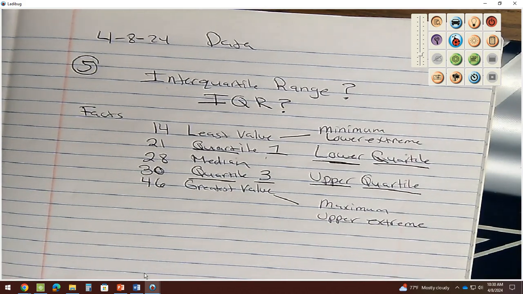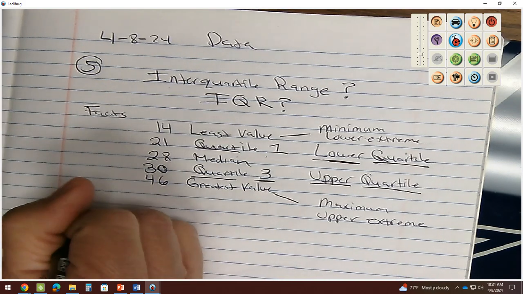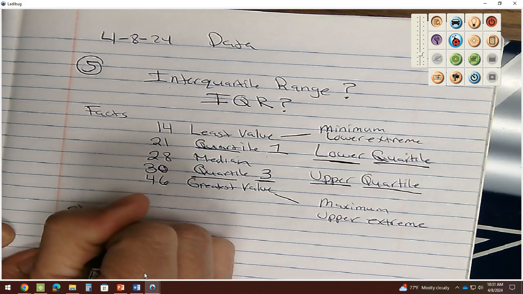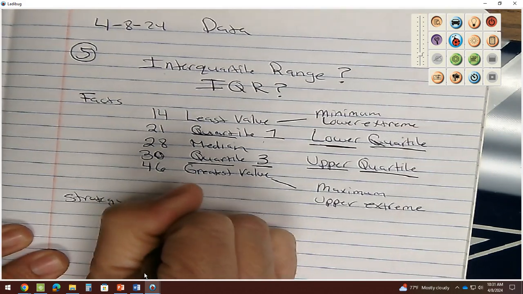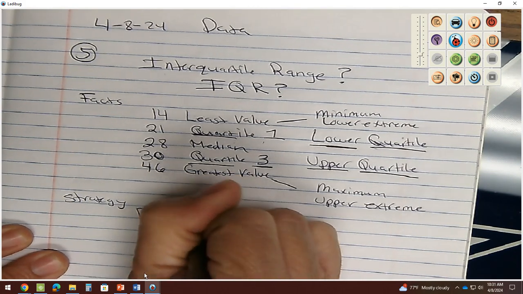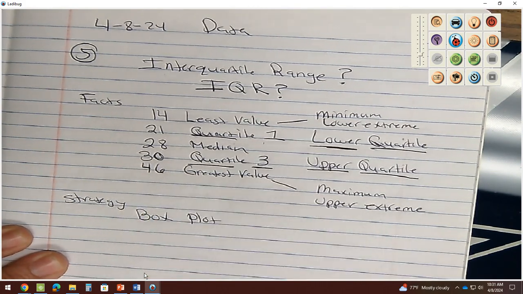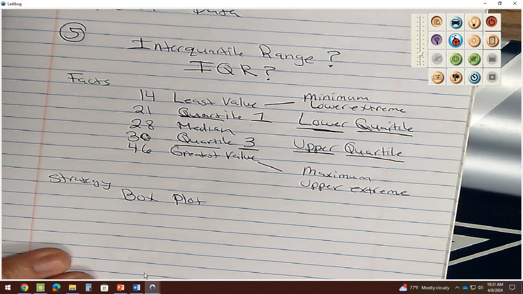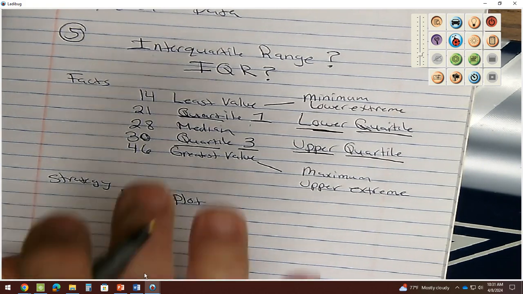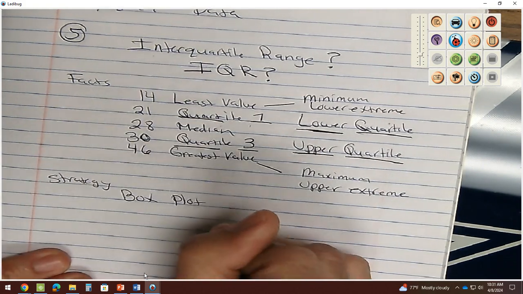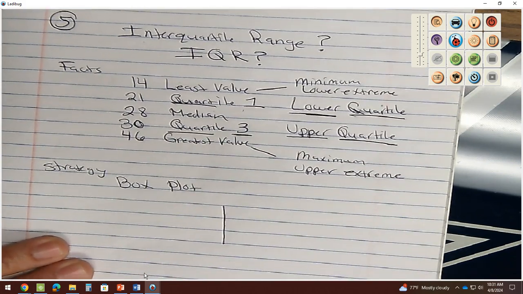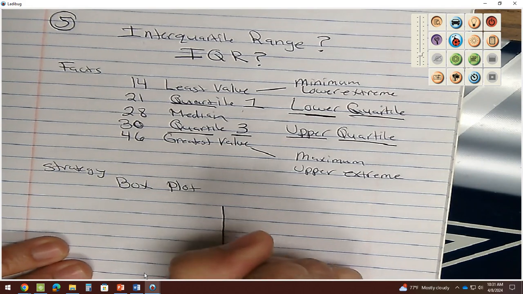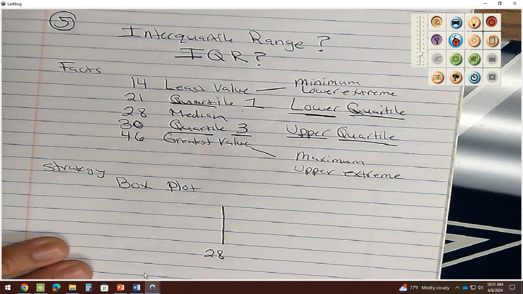Questions? I got all my facts, yes? What's the strategy? Box plot. A complete one or no? Yes. A complete one. Now, we don't have to find nothing because they already gave it to us. So let's start with the one that's going to be inside the box. What number would be that one? 28. Questions with that number?